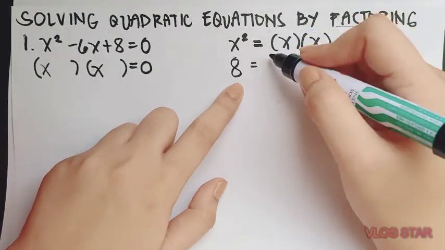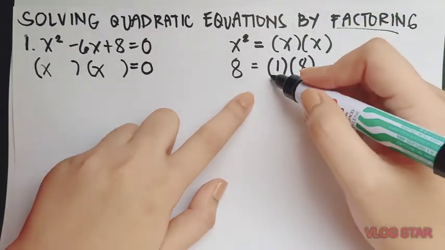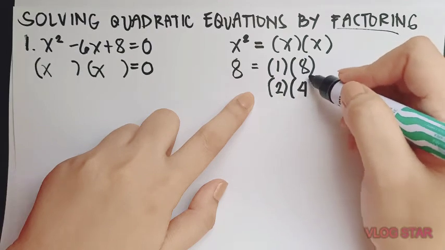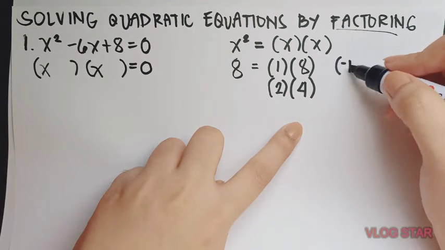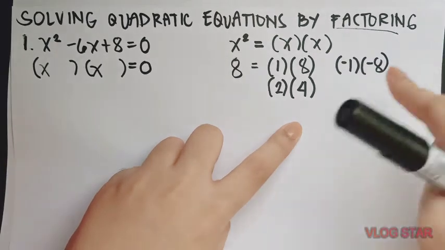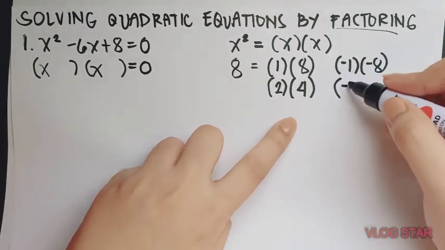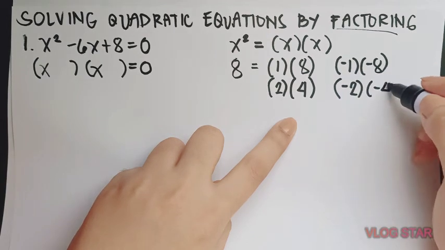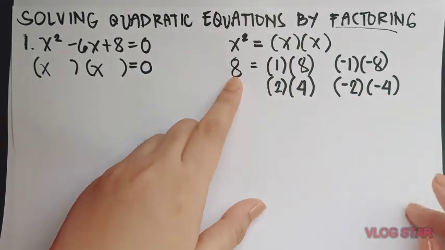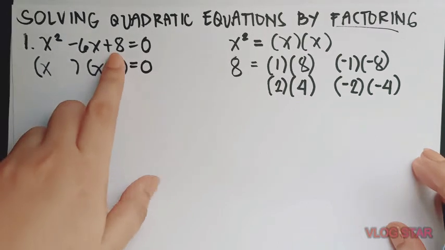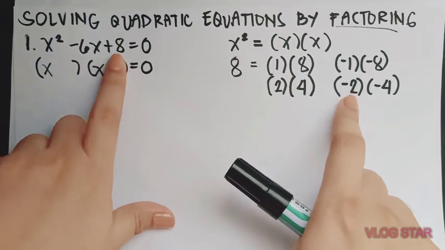One of the factors of 8 is 1 times 8. Another factor, we have 2 times 4. 2 times 4 is equal to 8. Third factors are negative 1 and negative 8, because negative 1 times negative 8 is equal to 8. And the fourth factors are negative 2 and negative 4. Negative 2 times negative 4 will give us 8. Okay? Now, after taking c, or the third term, and listing down its factors, let's look at b.